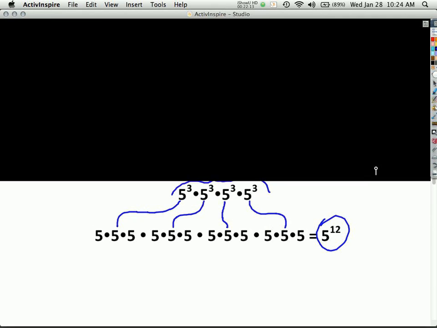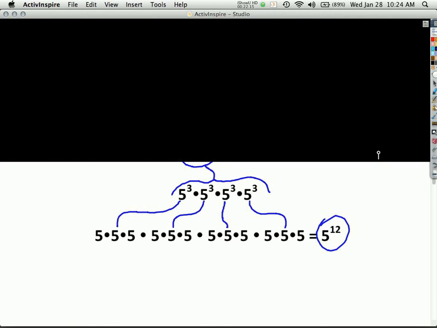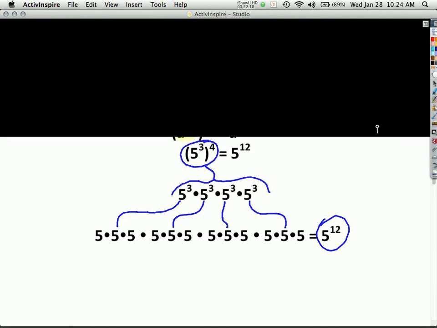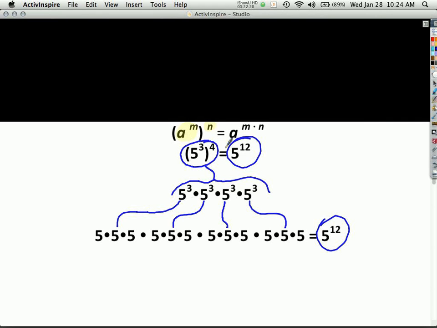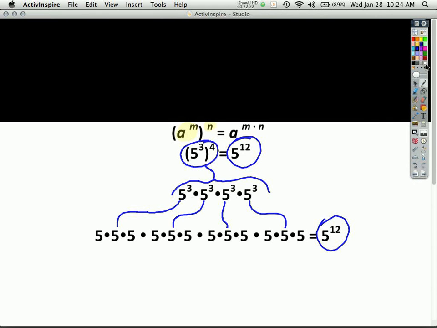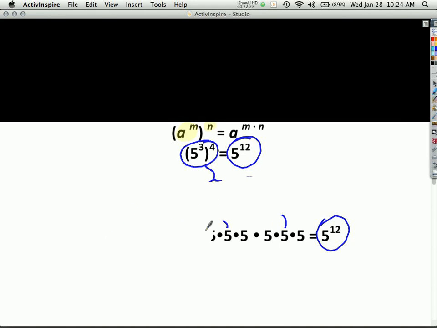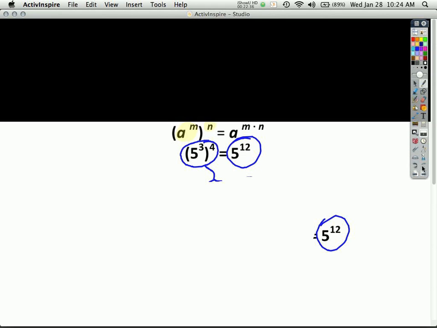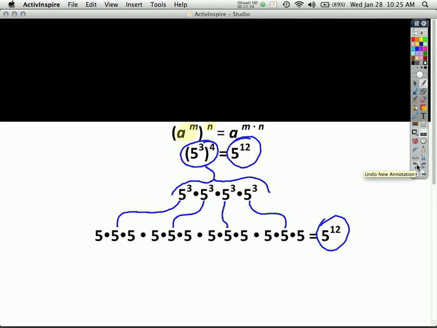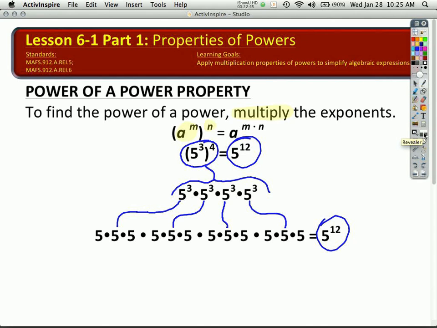So now we did this, right? But now look. We can now skip all of this and all of this, because if you see that you multiply the exponents, you get the 12 like you did here. So the whole point was to have this very efficient shortcut that we can use anytime we have power of a power. Does anyone have any questions about that?